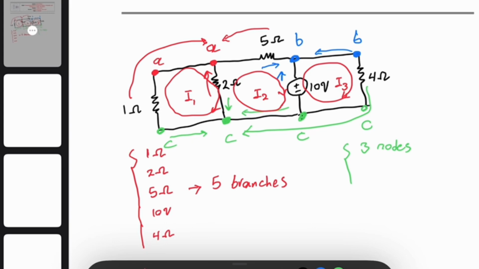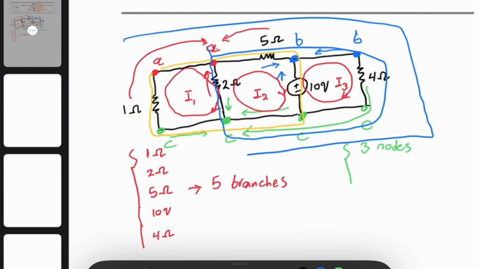Obviously, if they ask how many loops we have, then rather than these 3 independent loops, you can consider this orange one as loop number 4. You can assume this blue closed loop as loop number 5, and you can assume the whole circuit, which is again a closed loop, as loop 6.